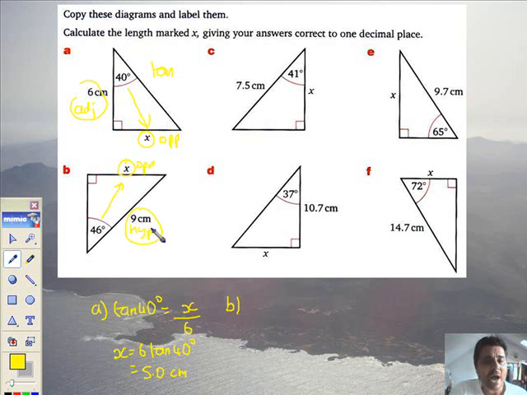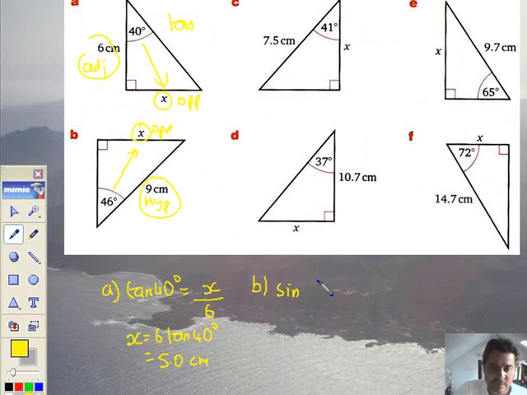I've got op and hyp, which is sine. So I've got the angle, so the sine of 46 degrees, not the tangent, not the cosine, but the sine. How is it defined? It's defined as the opposite length, which is x, divided by the hypotenuse length, the biggest one, which happens to be 9 centimeters. How do you get x on its own? Take the 9 over and multiply. So x is going to be 9 times the sine of 46 degrees.